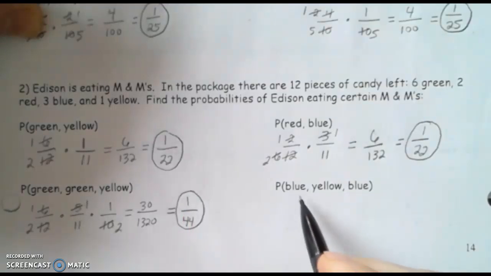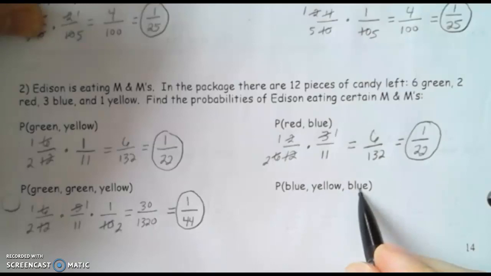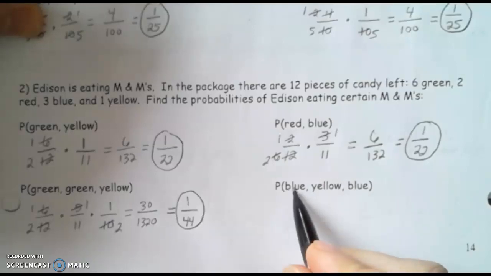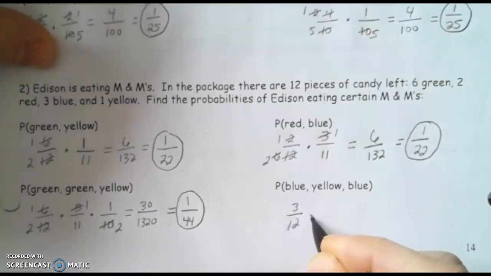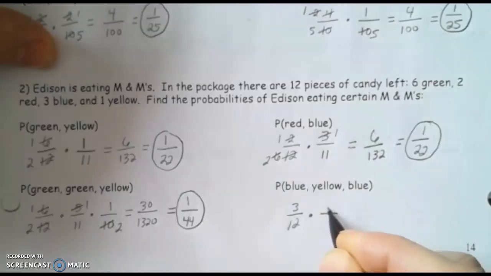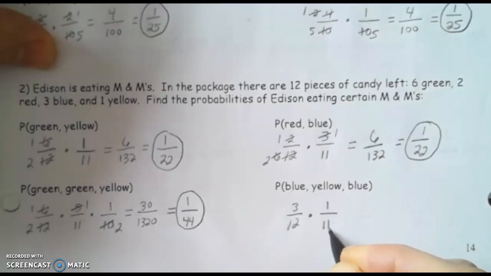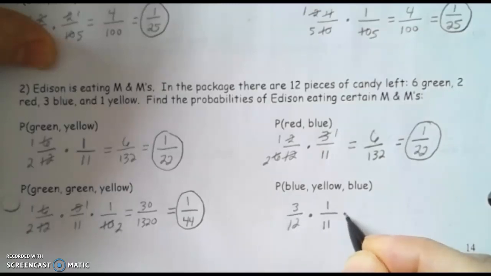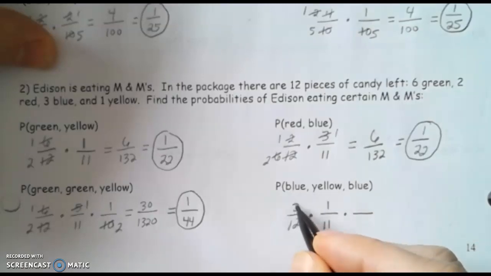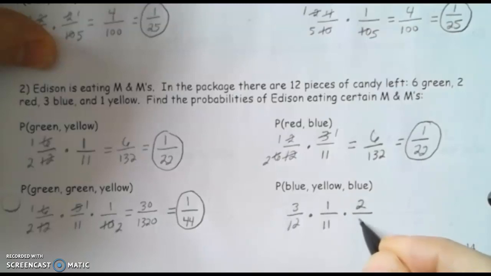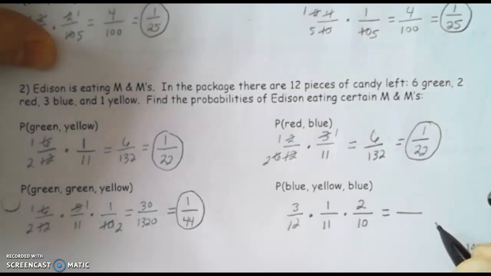Okay, and then I want a blue, a yellow, and then another blue M&M. To get blue the first time, that's going to be a 3 out of 12 probability. To get the yellow M&M, that's 1 out of 11 since we ate 1 M&M already. And now to get another blue M&M, well, remember, we had 1 already, so there's not 3 in the package. Now there's only 2 out of 10 that are left. So when we multiply, that's going to give us a probability of 6 out of 1,320.